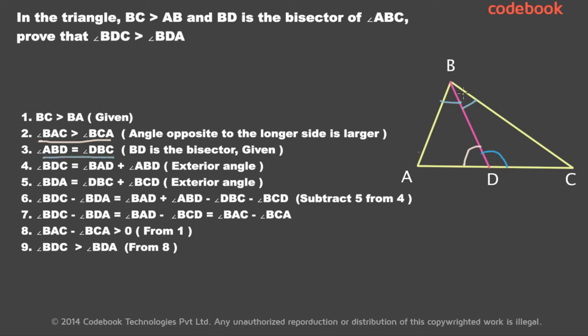We can also say angle BDC is equal to angle ABD plus angle BAD, which is this angle. So that's exactly what we have written here. Angle BDC is equal to angle BAD plus angle ABD because this is the exterior angle, and the exterior angle of a triangle is equal to the sum of the interior opposite angles. Similarly, we can say angle BDA is equal to angle DBC plus angle BCD because this is the exterior angle for this triangle. So we have written that as well.